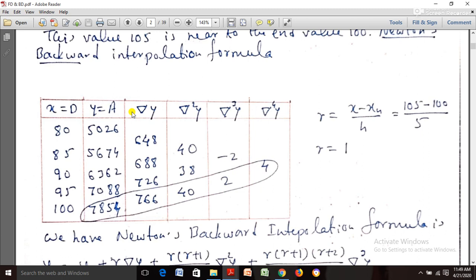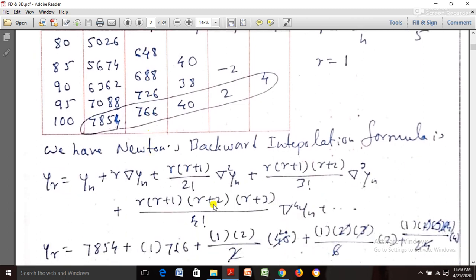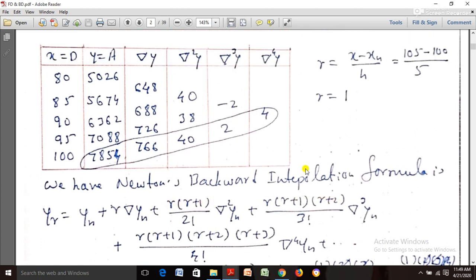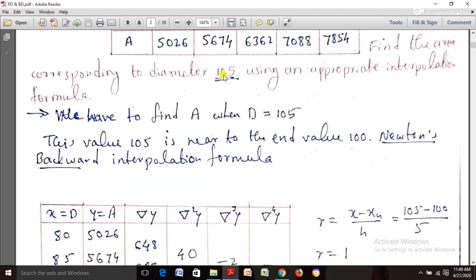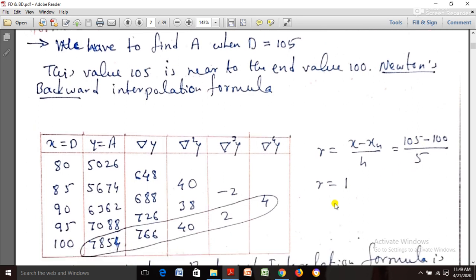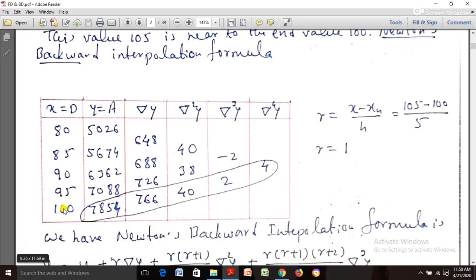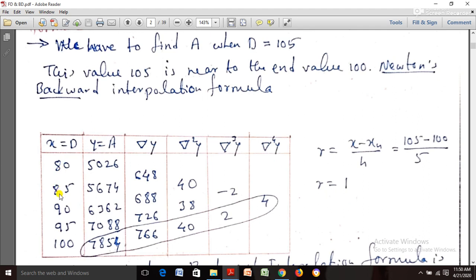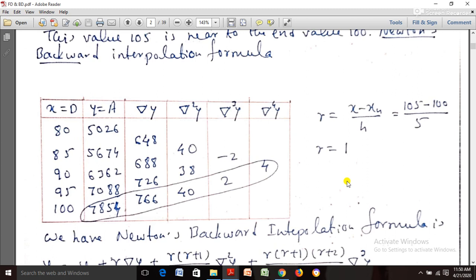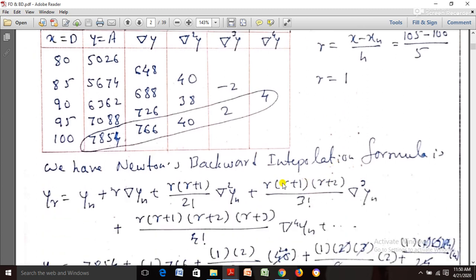Now first we have to find the r value, because we want r in this formula, r, r plus 1, r plus 2, like that. R means what? The given x value is 105, minus xn. Xn means the last value, which is 100. 105 minus 100 is 5, divided by h. H means the step size: 80, 85, 90, 95, 100, the difference is only 5. So divided by 5, 5 divided by 5 is 1. Therefore r is equal to 1.